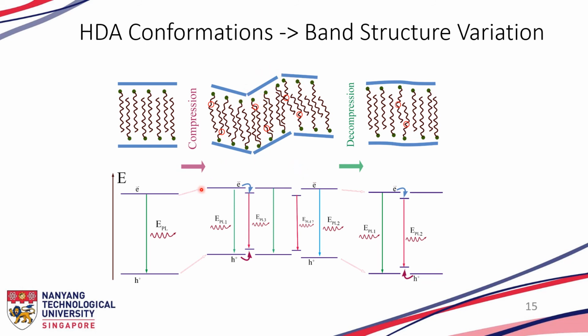That will be reflected in the band structure that is determined by these lead and iodine orbitals. And different parts of the crystal, from the point of view of structure, will correspond to different band structures that are shown in the bottom part of the slide. And finally, after decompression, again, depending on how these conformations of the organic molecule happen under compression, some parts of the crystal can exhibit a reversible transition. The other part of the crystal exhibits an irreversible transition.